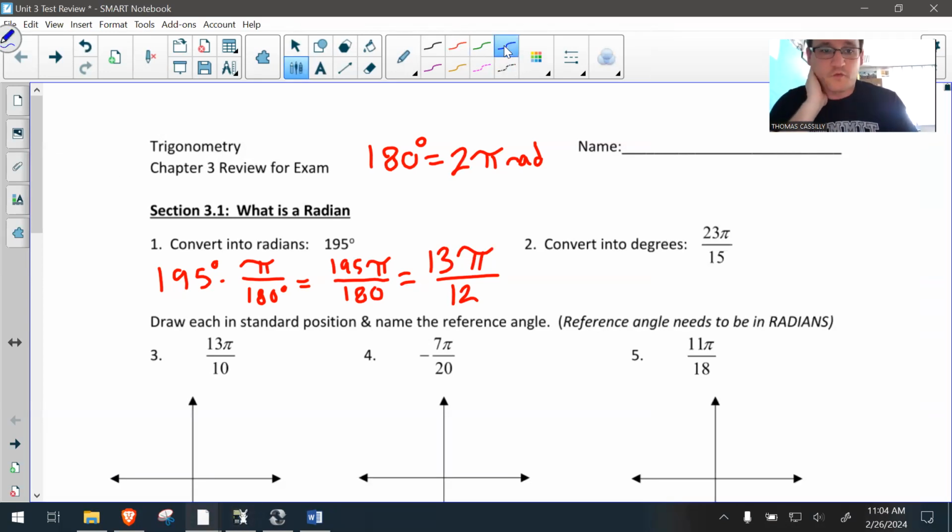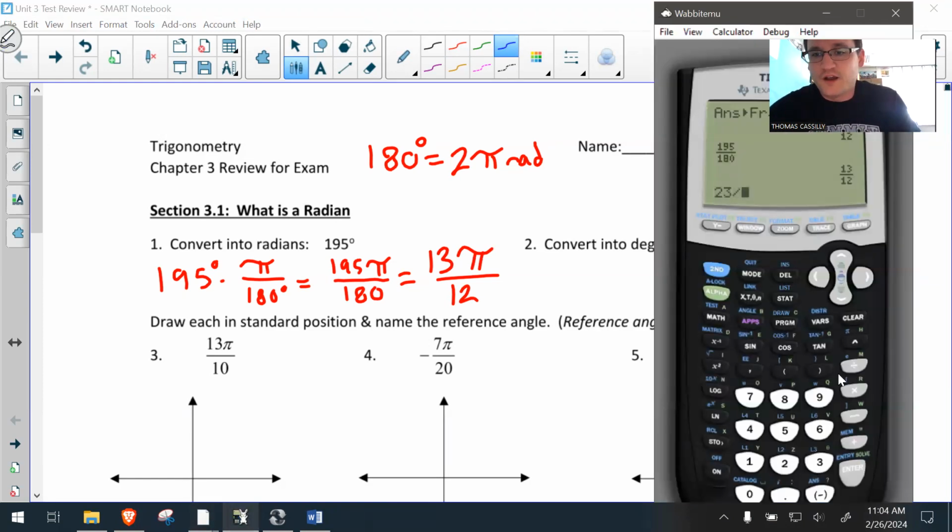Now, first one is go from degrees to radians. This one, we're going to go backwards. So we're going to go from radians to degrees. Now, notice how anytime you have a radian, you're generally going to have that pi in there. Well, we want the pi's to cancel. So since the pi is on top here, let's put it on the bottom. So we have 180 degrees over pi radians. Now the pi's are going to cancel.